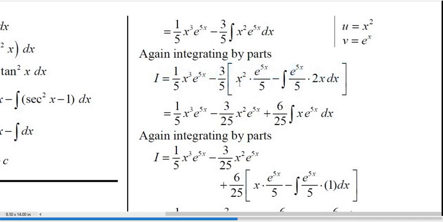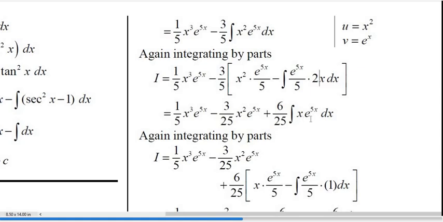The first function is x square as it is, times the integration of the second function e power 5x, which is e power 5x divided by 5, minus the integral of e power 5x divided by 5 times the derivative of the first function, x square, which is 2x. Now multiplying the 3/5 and this 1/5 through the whole function: 1/5 x cube e power 5x as it is, minus 3/25 x square e power 5x, plus 3 times 2, which is 6, divided by 5 times 5, which is 25, integration of x e power 5x.